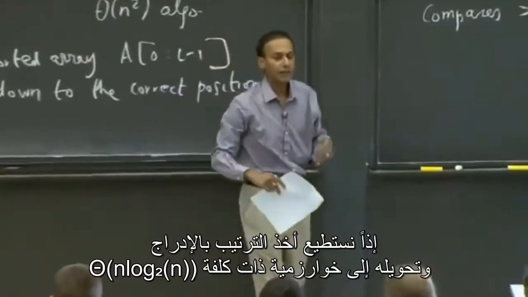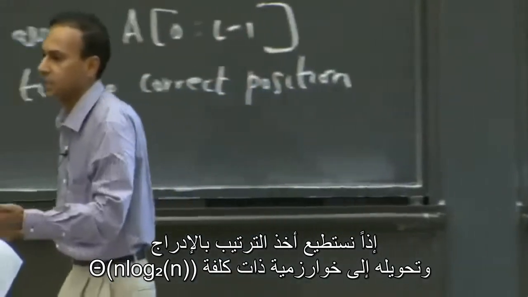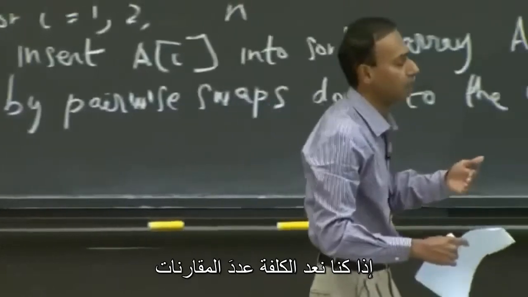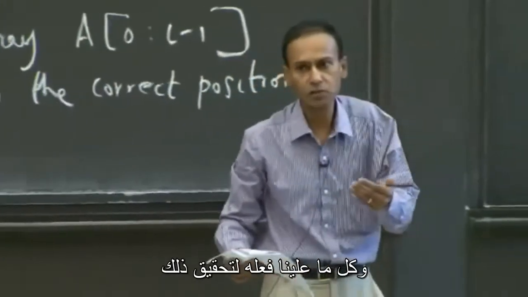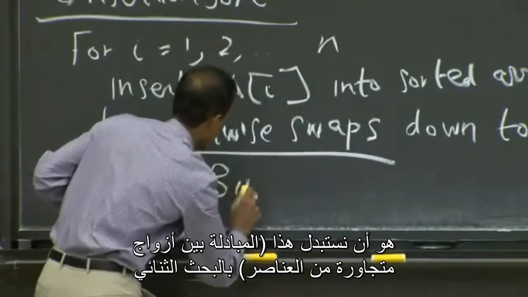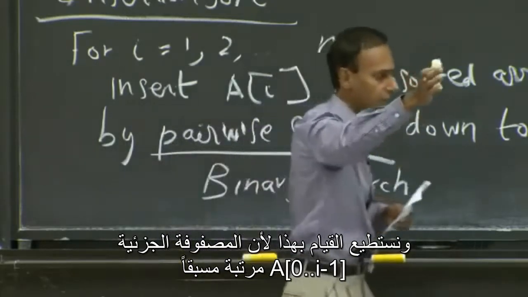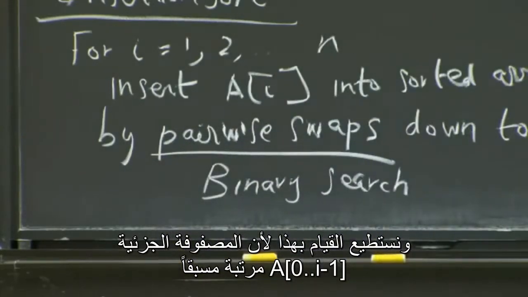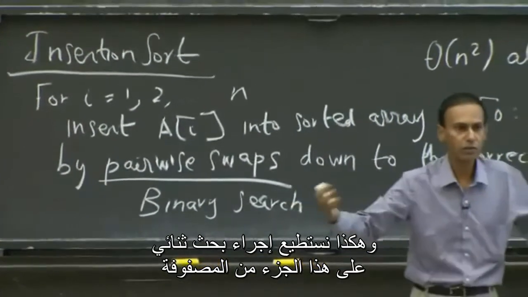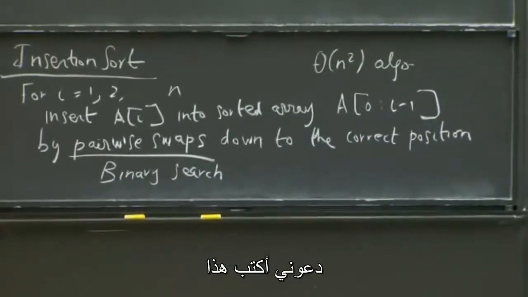Okay, and so you can take insertion sort and trivially turn it into a theta n log n algorithm if you're talking about n being the number of compares. All you have to do is say, you know what, I'm going to replace this with binary search. And you can do that, and that was the key observation, because a of 0 through I minus 1 is already sorted, right? And so you can do binary search on that part of the array. And so let me just write that down.